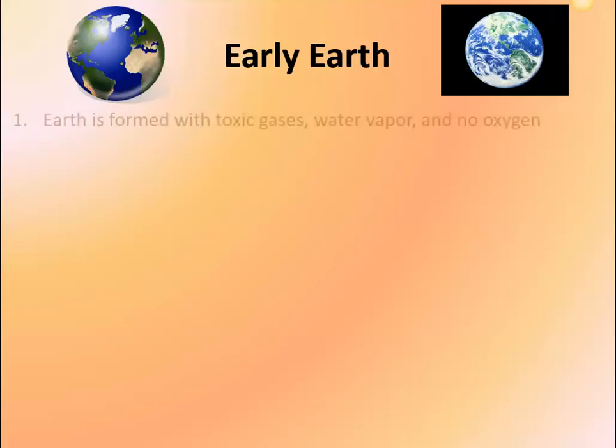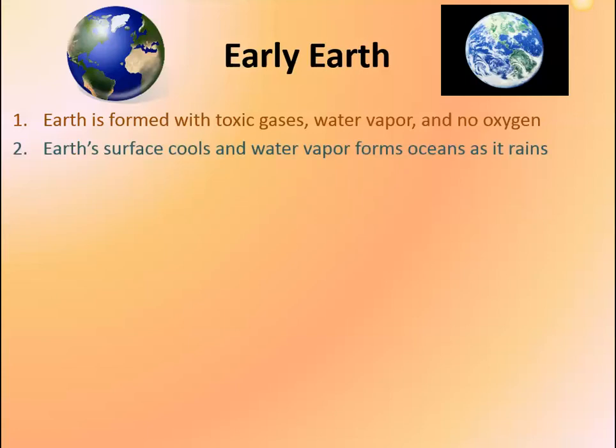So you have the first step, Earth, the hot ball of iron, cools off a little bit. There's only toxic gases, there's some water vapor in the air, and there's certainly no O2. Then Earth's surface starts to cool, it starts to lose some energy. Water vapor forms the oceans, right? As that water vapor cools in the atmosphere, it's going to condense and then form oceans as it rains.